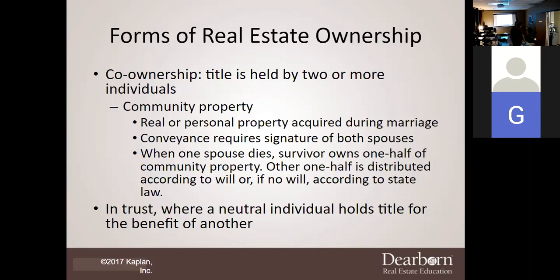So what happens in this particular situation is that community property ends up being where husband and wife are married. Now, they don't always have to be legally married. That's where this gets a little confusing.